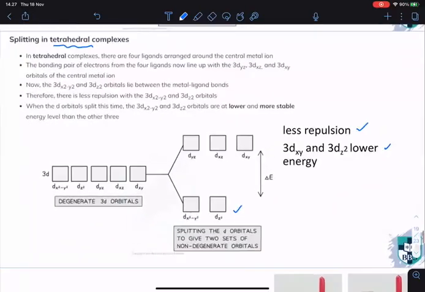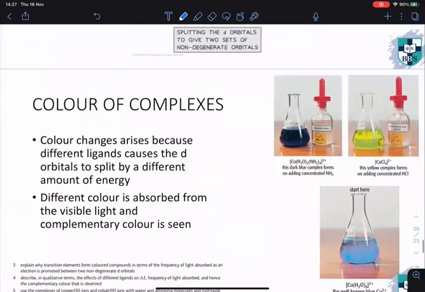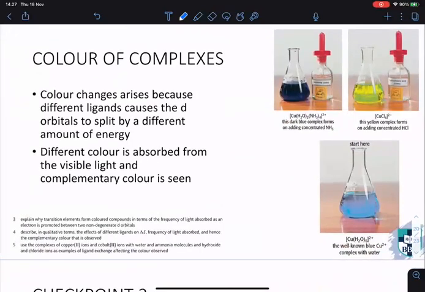It's common. No questions? But you need to know. Very, very important. So you can read over here the color of complexes happen because different ligands cause the d orbitals to split by different amounts of energy. If you have ammonia, different splitting. If you have Cl minus, it's going to be different splitting. If you have water, different splitting, with different amount of energy going to be absorbed. Different color is going to be absorbed from the visible light, and you will see the complementary color.